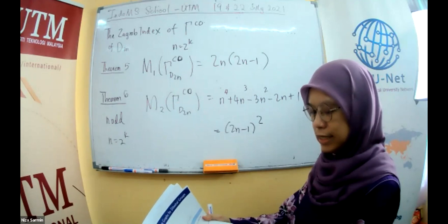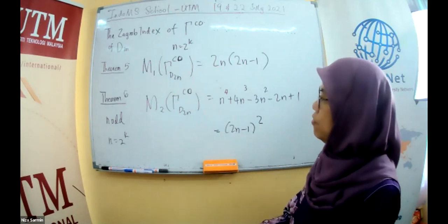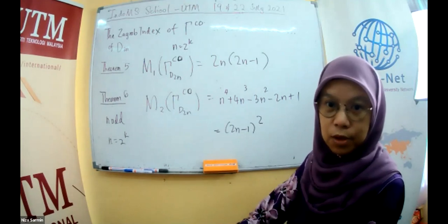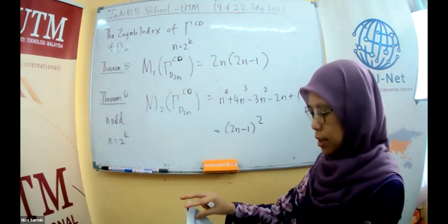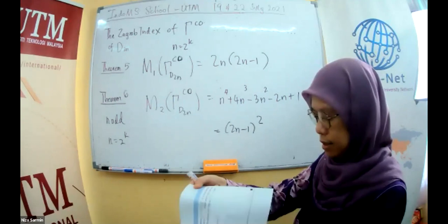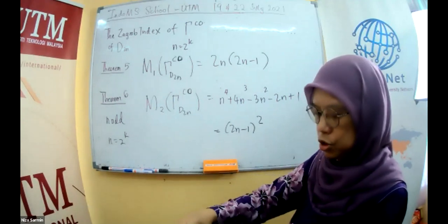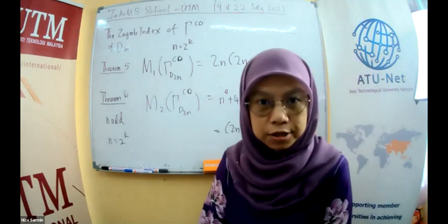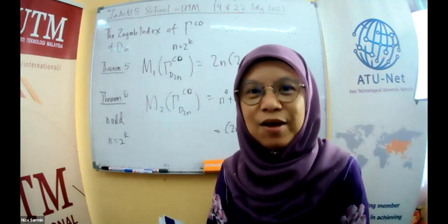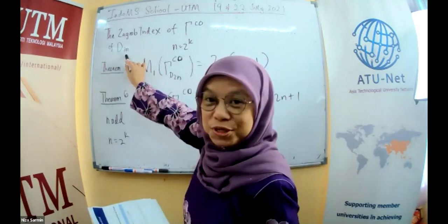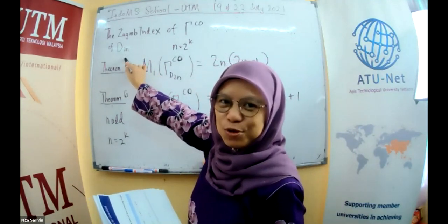This is the second Zagreb index of the co-prime graph of D2n. All right, so that's the one that I want to show for the Zagreb index. And you remember we still have the other groups.